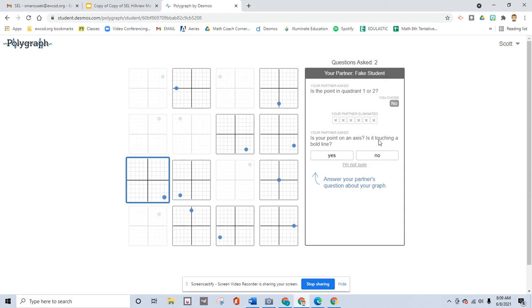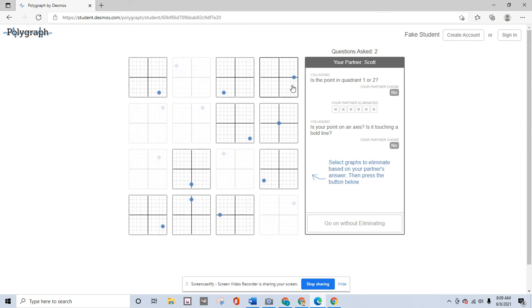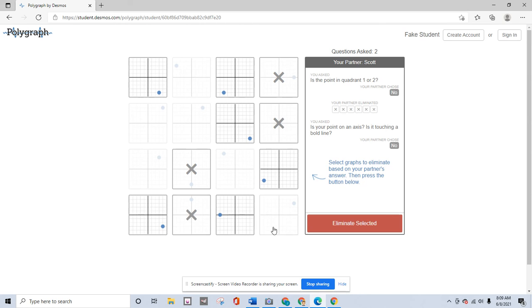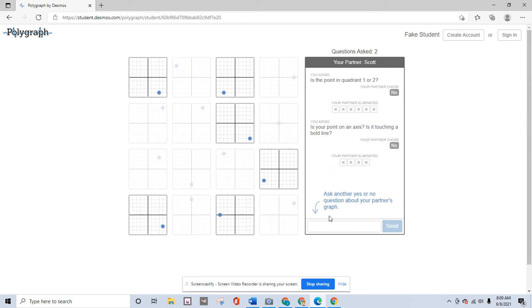Is your point on an axis? Is it touching a bold line? No, it is not. This is not touching a line. That's the one I picked. So we're going to eliminate this one. Oh, sorry, go back to this one. That gets eliminated. That gets eliminated. That gets eliminated. That gets eliminated. And then you have to ask another yes or no. Oh, I forgot to eliminate that one too. It's okay if you forget to eliminate one. You can eliminate it the next time because you'll remember that.